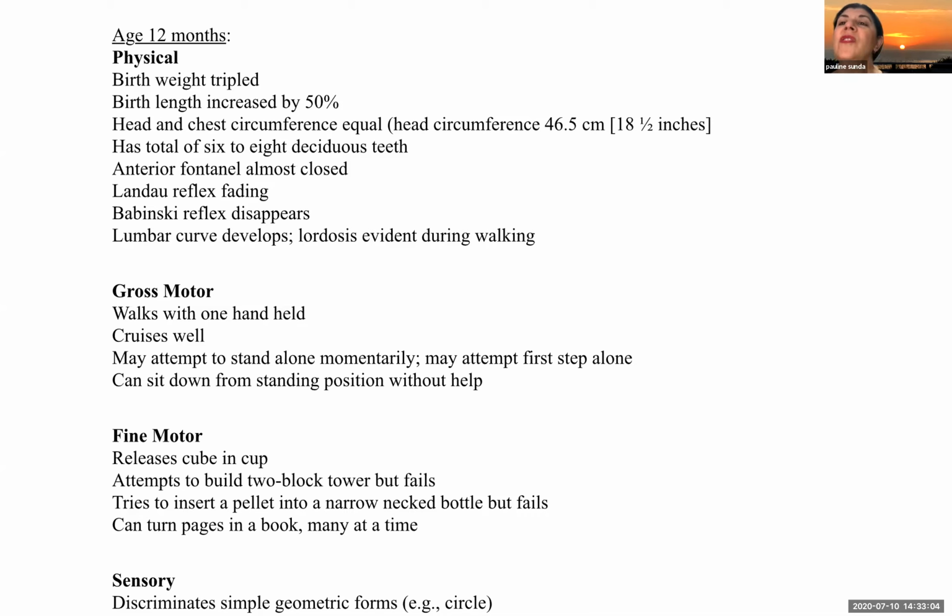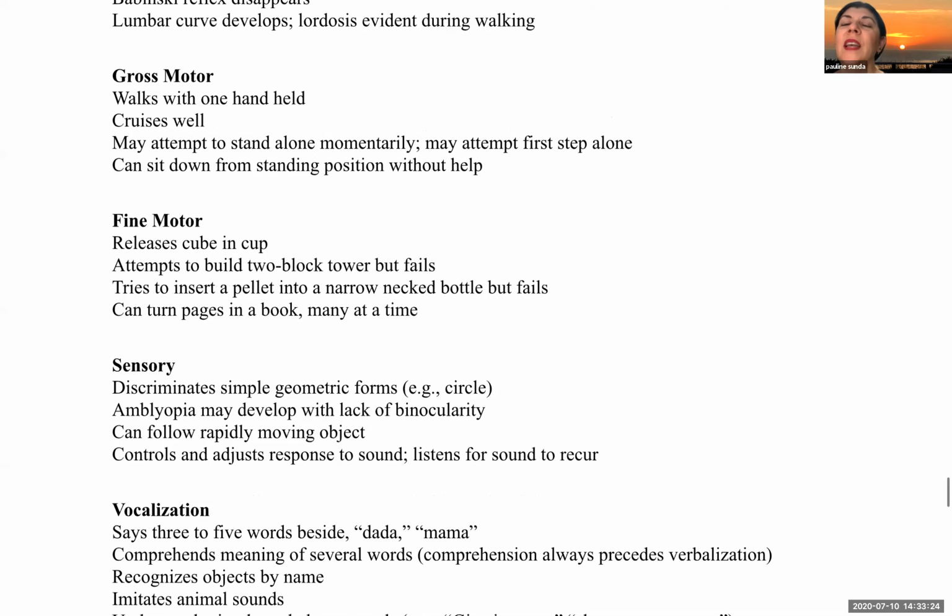Head and chest circumference is equal at this time. Prior to this, the head was bigger than the chest. Here they should have about 6 to 8 teeth. The anterior fontanelle is almost closed. Typically, the anterior fontanelle closes anywhere between 12 and 18 months of age. They may walk with one hand held, and they may attempt to stand alone momentarily and may attempt a first step alone.